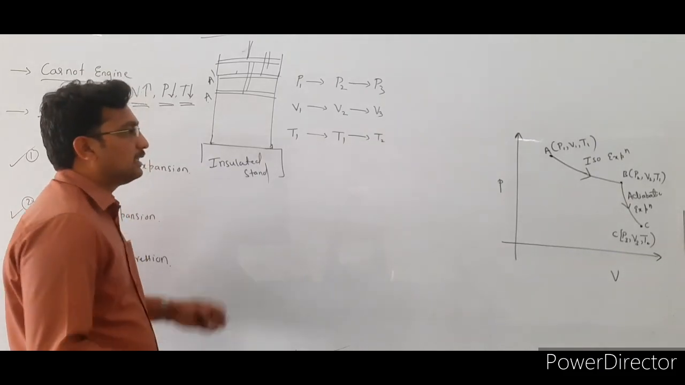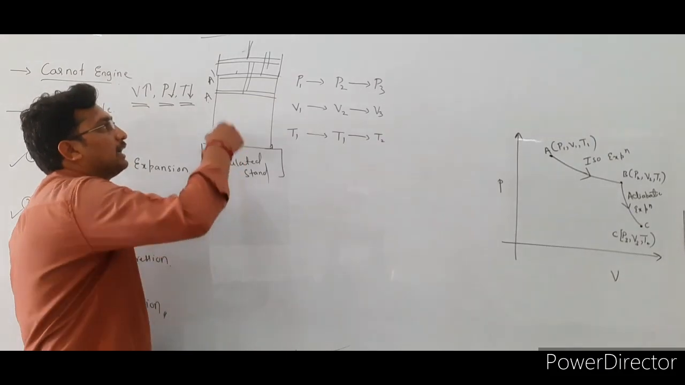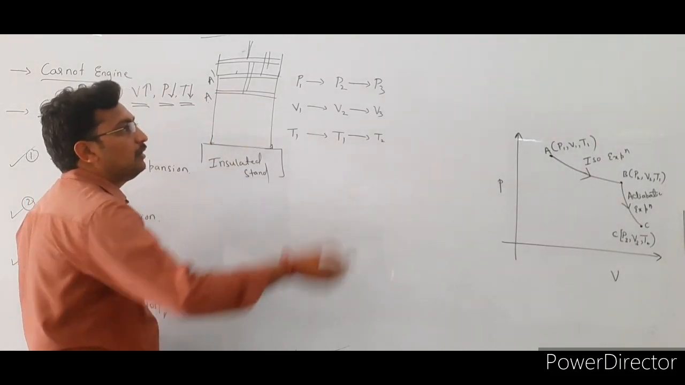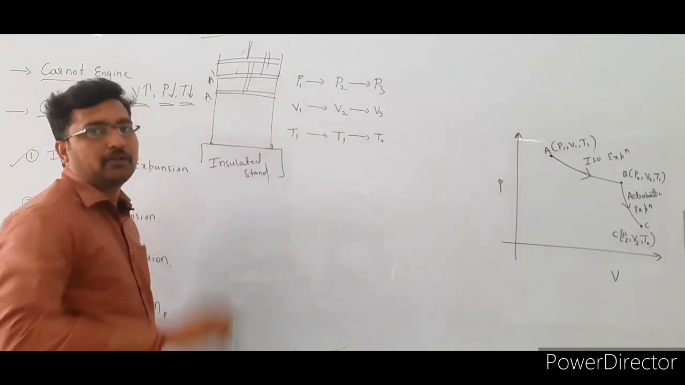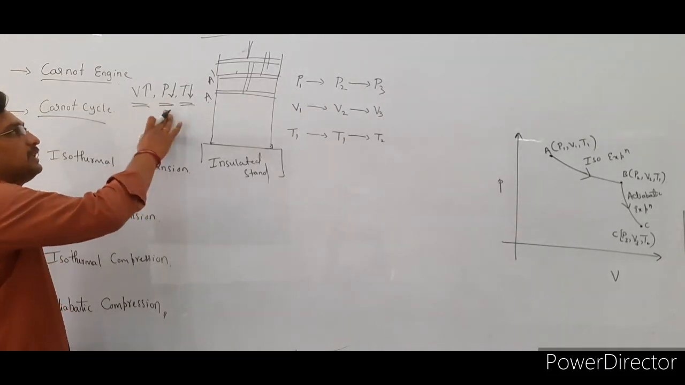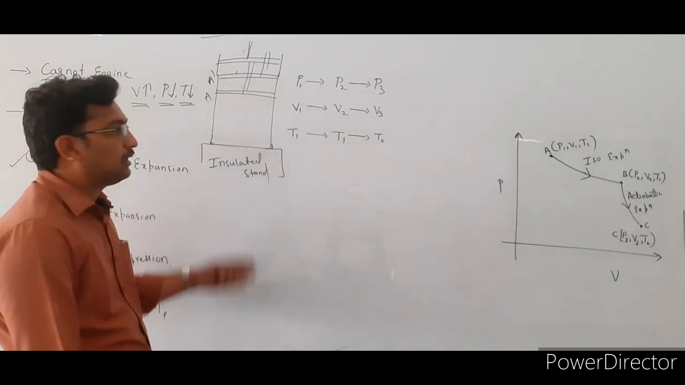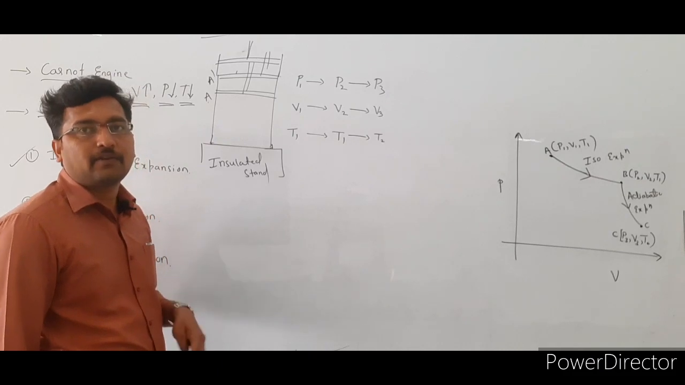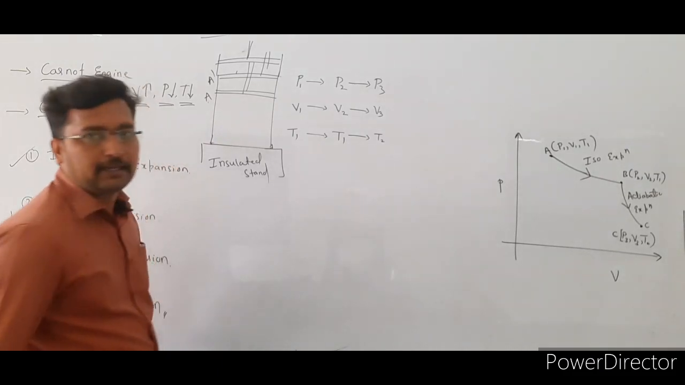So after that, the same cylinder is placed on the insulated stand. In that case, again the gas is allowed to expand. The state of the system changes from P2 to P3, V2 to V3 and T1 to T2. So in this case also the volume is increased. If the volume is increased, pressure decreases. If the pressure decreases, the temperature also decreases, but that is adiabatic expansion, so no energy is exchanged from system to surrounding. So its temperature changes from T1 to T2.